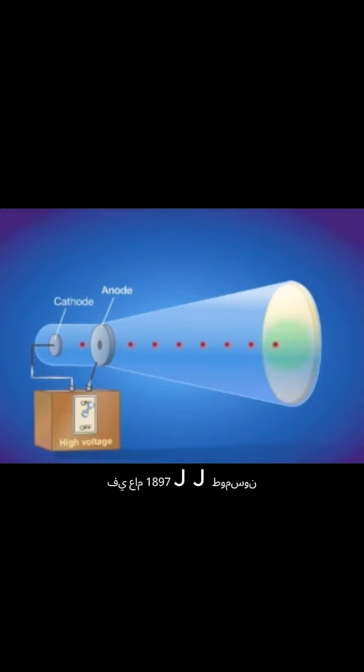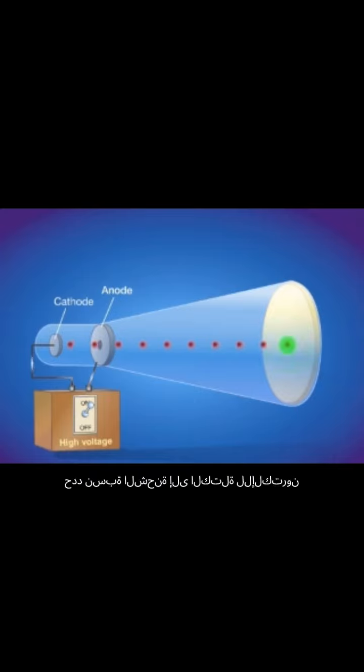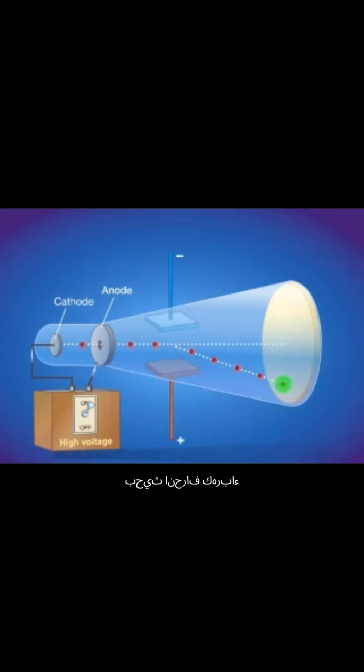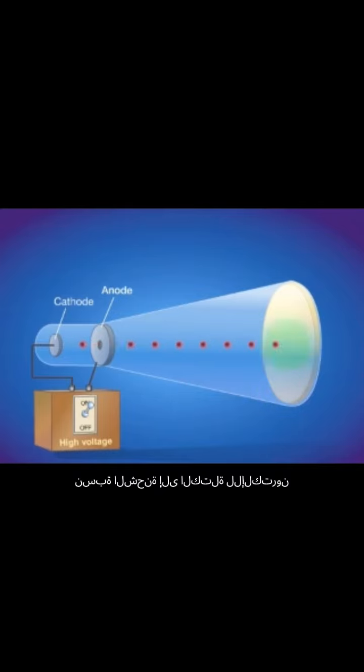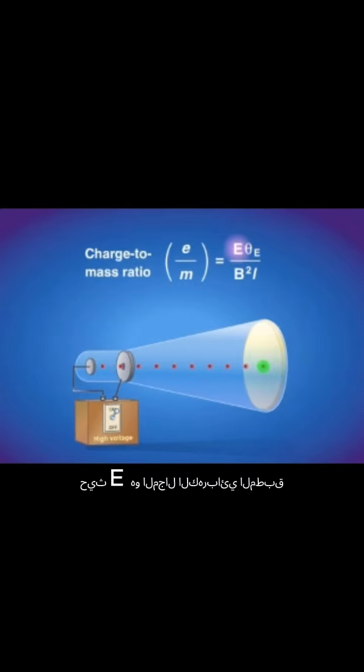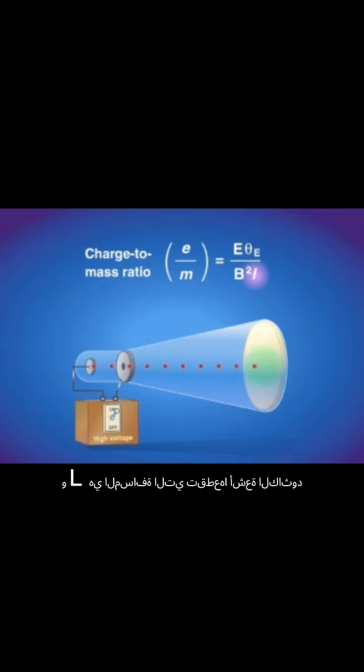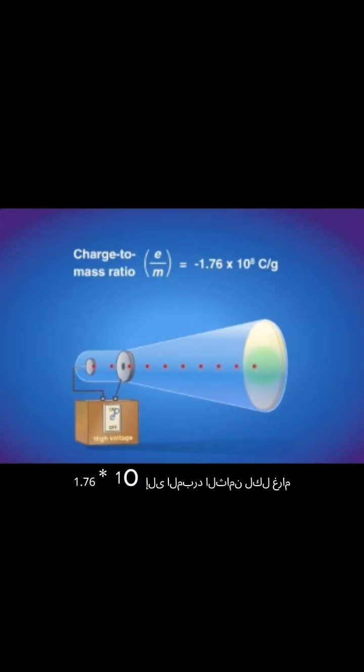In 1897, J. Thomson, an English physicist, determined the charge-to-mass ratio of an electron. He adjusted the electric field so that the electrostatic deflection, θ_E, was the same as the magnetic deflection, θ_B, and was able to calculate the charge-to-mass ratio of an electron using the following equation, where E is the applied electric field, θ is the angle of deflection, B is the applied magnetic field, and L is the distance traveled by the cathode rays. Thomson determined the charge-to-mass ratio of an electron to be -1.76 × 10⁸ coulombs per gram.